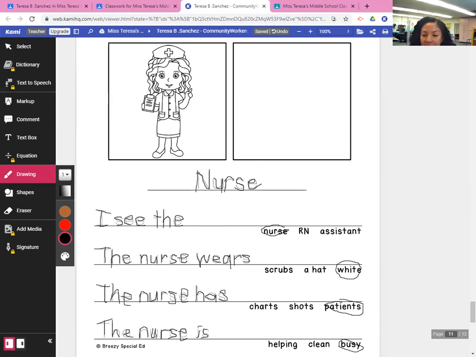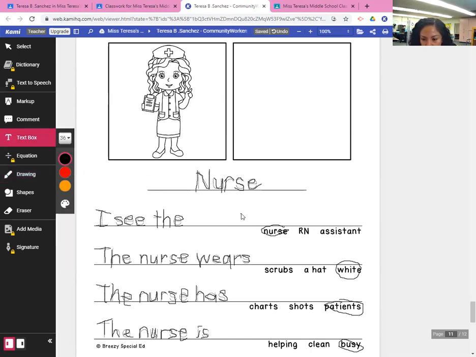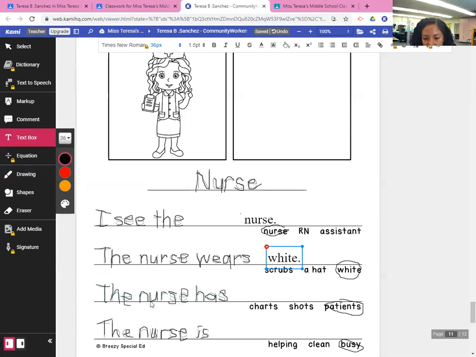Okay, now I'll complete the sentences. I see the nurse, so I'm going to print the word nurse above where I circled it. So it's N-U-R-S-E, period. I see the nurse. The nurse wears white, W-H-I-T-E, period. The nurse has patients, P-A-T-I-E-N-T-S, period. The nurse is busy, B-U-S-Y, period.